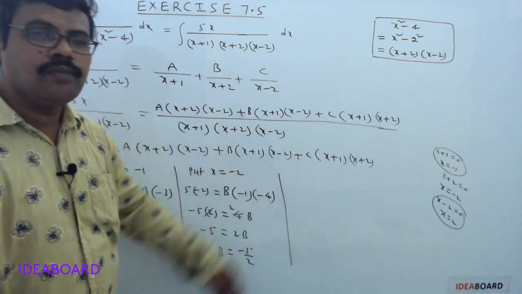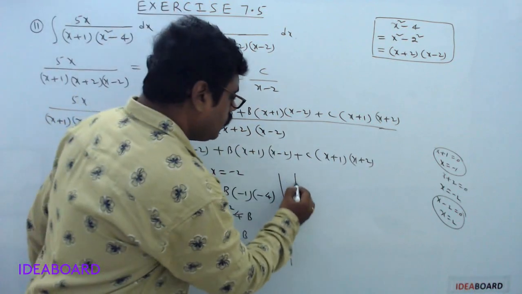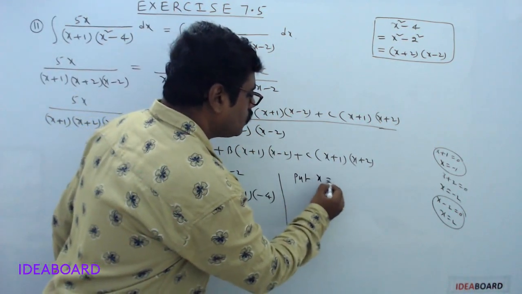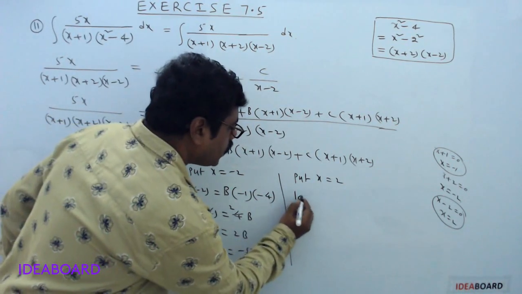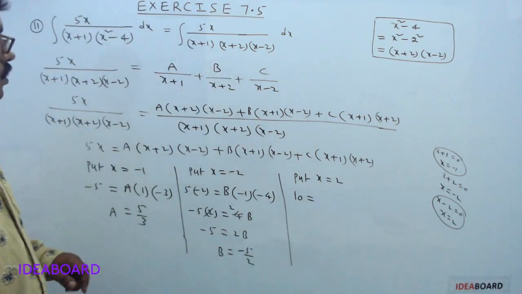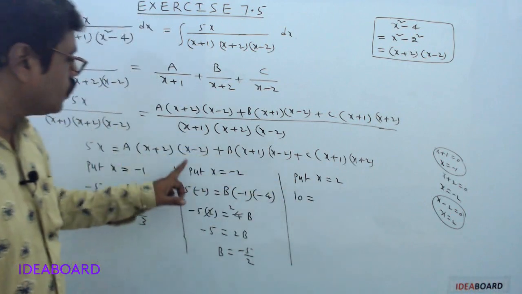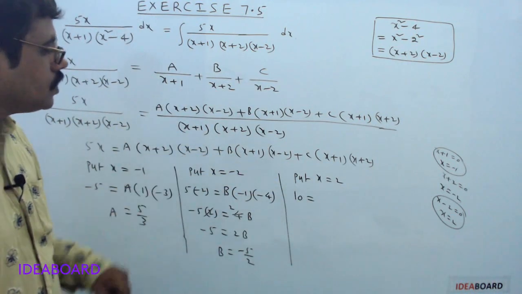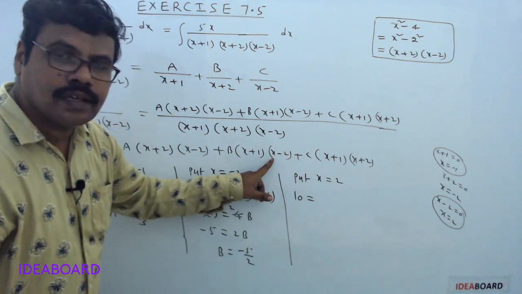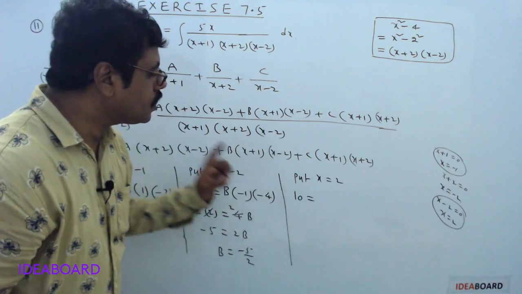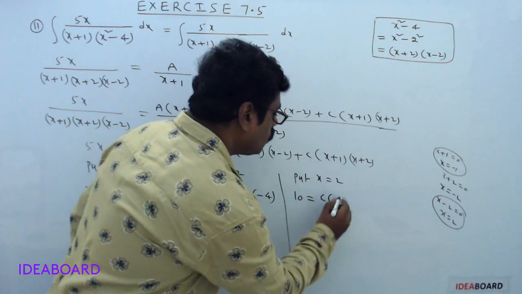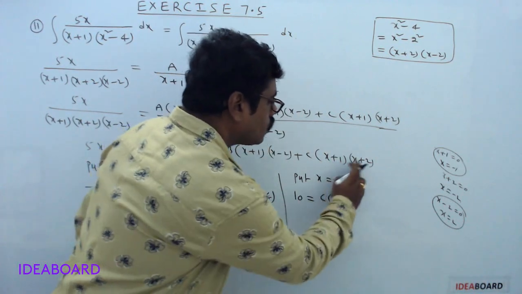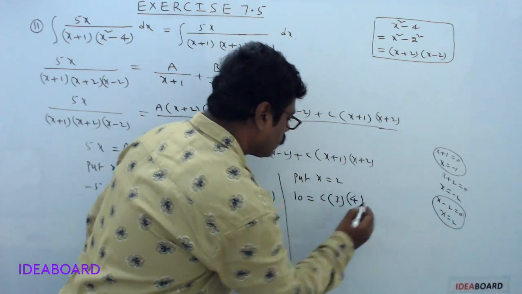We get the value of c. So substitute x equal to 2. So 5 into 2, it will be 10, equals to, by writing x equal to 2, it will be 0. Here by substituting x equal to 2, the second term value will be 0. This is c into 2 plus 1, 3, 2 plus 2, 4.